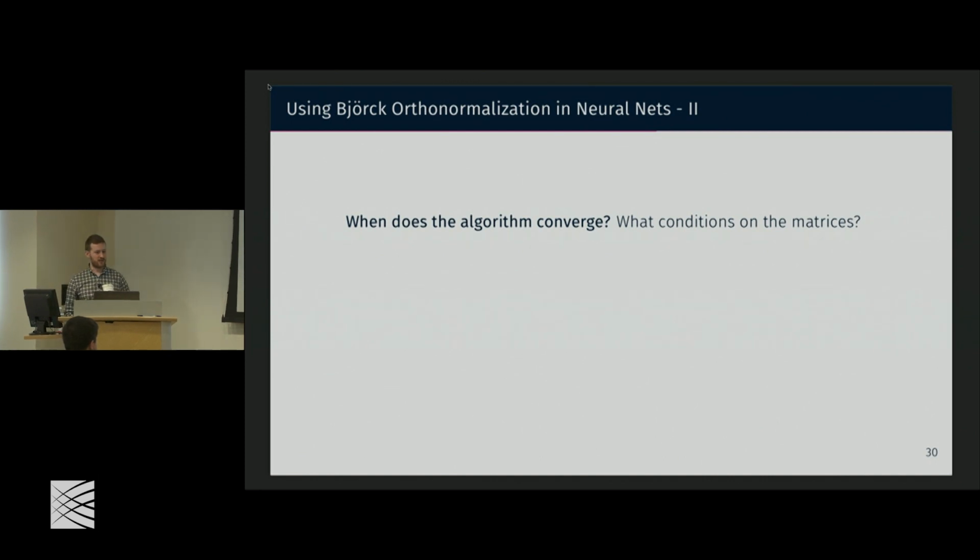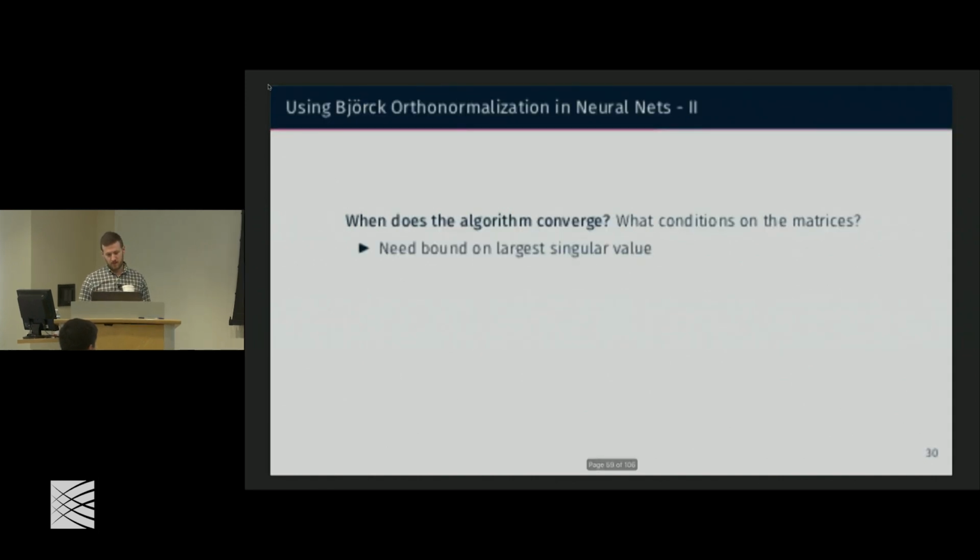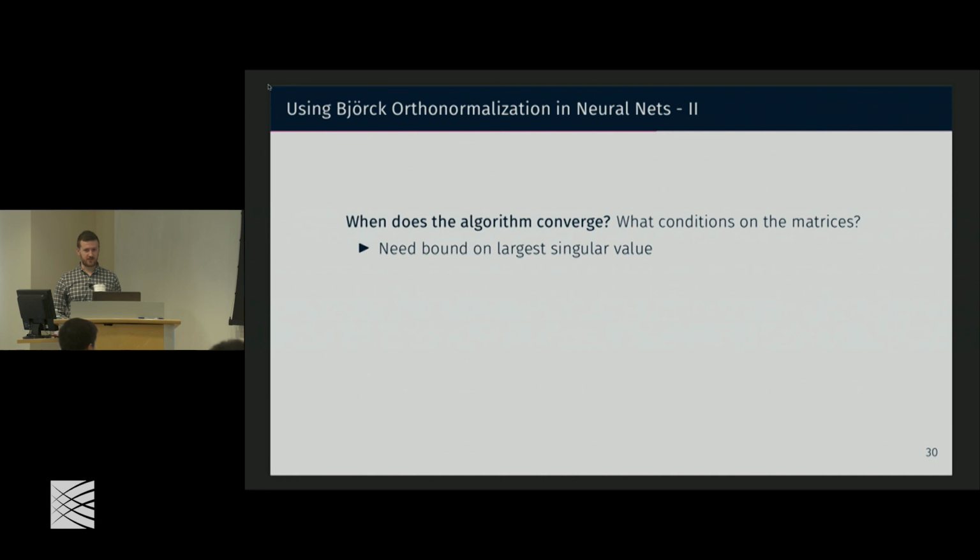So we should also ask, when does this algorithm converge? What conditions do we need on the matrices such that the Bjork procedure can indeed find this orthogonal matrix? It turns out we just need a bound on the largest singular value. That's all that's required for this matrix to converge.